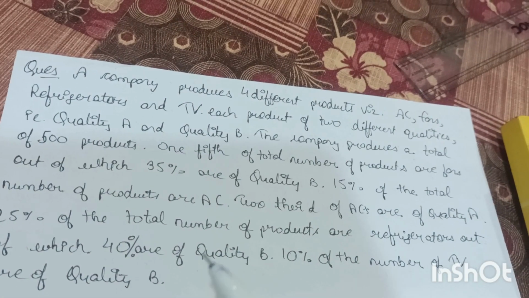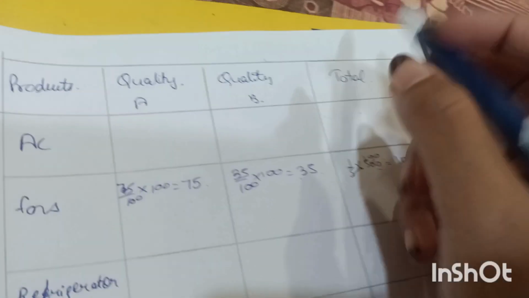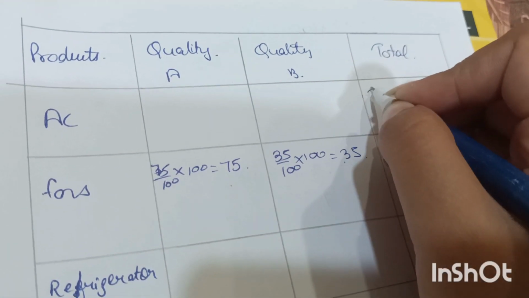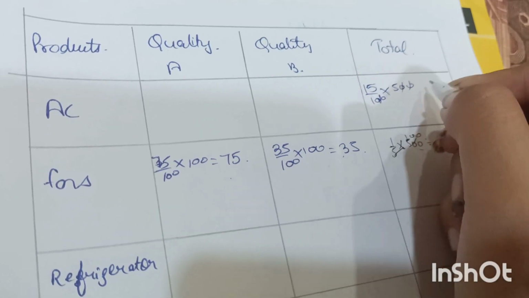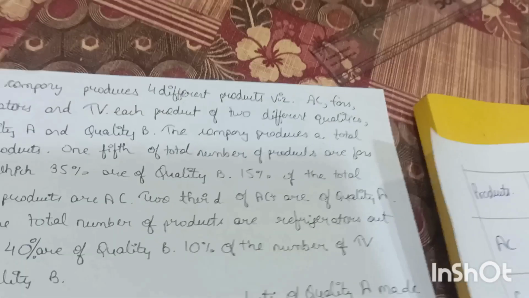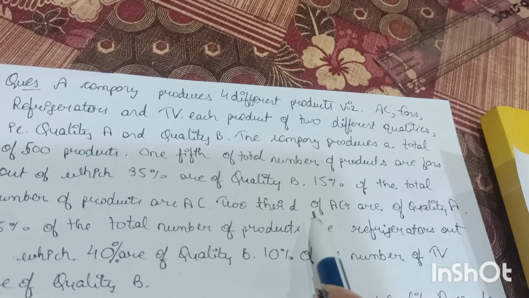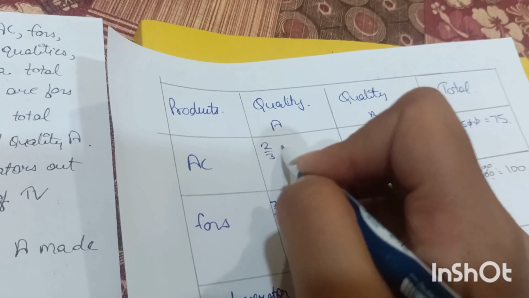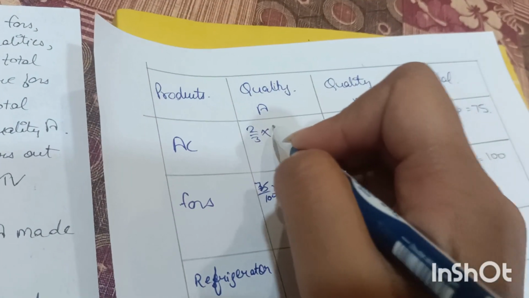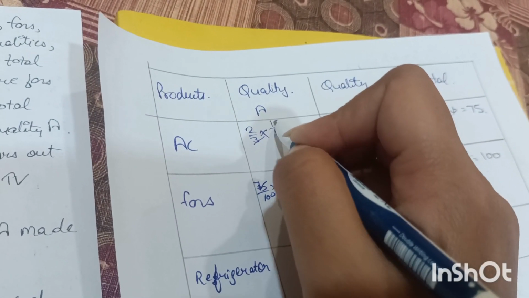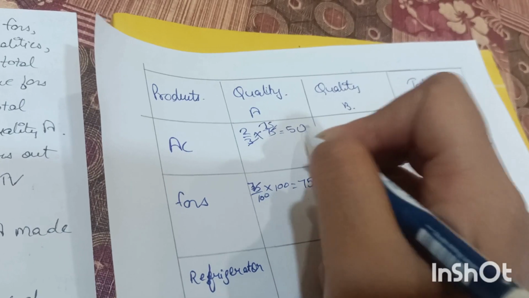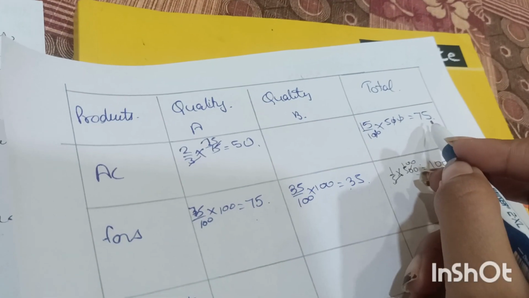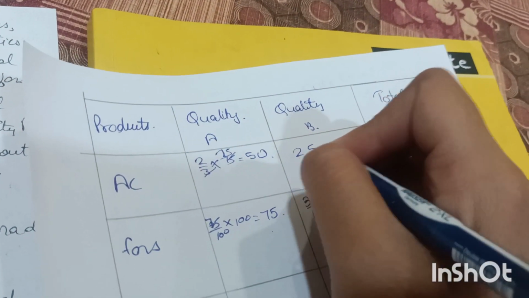15% of the total products are AC. So 15 upon 100 into 500 total. So you'll get the value as 75. Okay, then 2/3 of the AC is of quality A. So 2/3 of the AC, 75. So you'll get the value as 50. 50 minus 75 goes to 25.